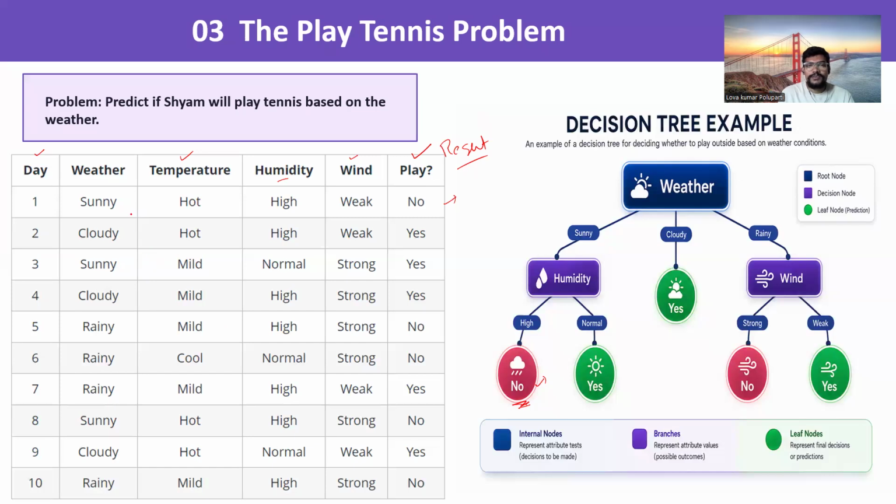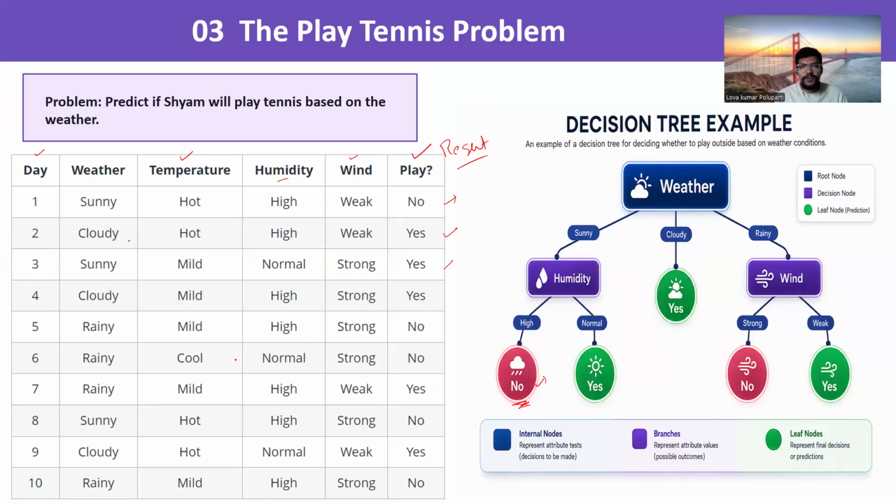Okay, that's the reason this guy doesn't want to play. So in the sunny, you will sweat more and easily get tired, right? So if it is cloudy and it's hot and high, yes, he's going to play. And if it is sunny and the mild temperature and the humidity is normal and the wind is strong also, he wants to play. That's fine. So this is the way he prepared a chart and he wants to give it to the decision tree.